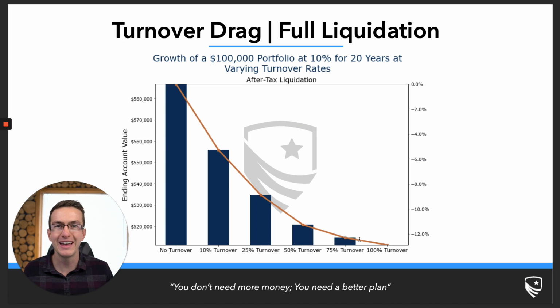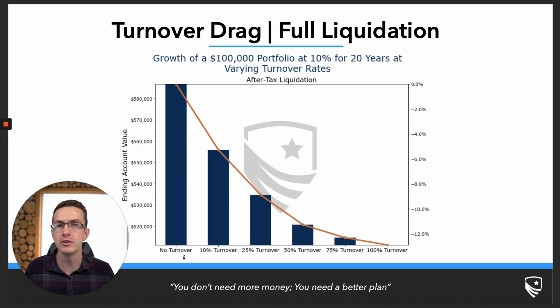But nonetheless, when we look at the impact of turnover drag, we're going to look at it at varying turnover rates. So first off, we're looking at a $100,000 portfolio growing at 10% per year for 20 years. And we're looking at varying turnover rates. So in the first example here, we're assuming no turnover, meaning that this is a perfectly managed investment here. We don't have dividends leaving this account. We don't have any turnover. We're just simply buying and holding for the future. And $100,000 turns into just under $590,000.